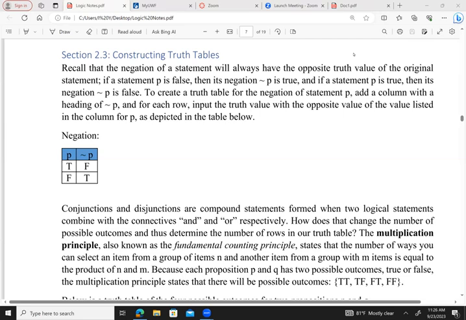So we start out with P here. And what are the two possibilities for P? True and false. Then we go to not P. And if P is true, not P is false. And if P is false, not P is true.